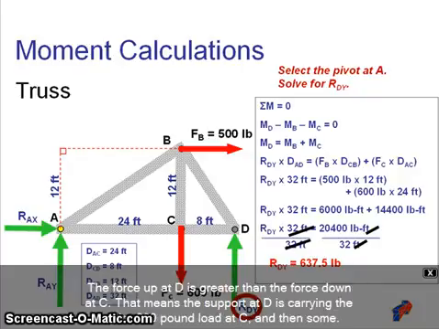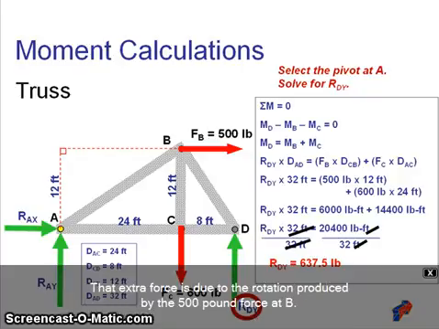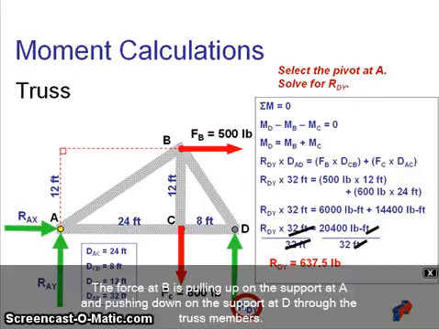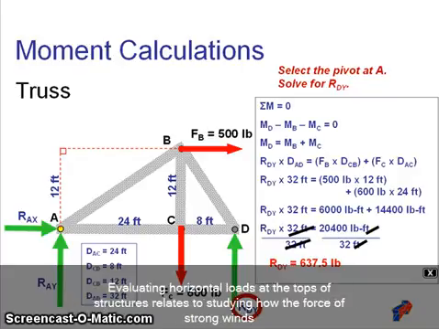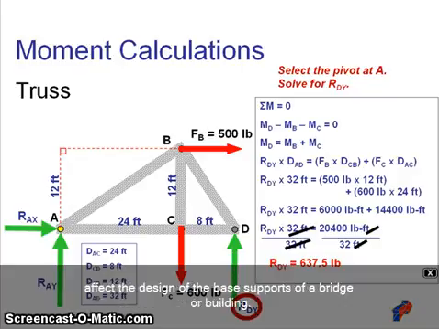Does the answer make sense? The force up at D is greater than the force down at C. That means the support at D is carrying the entire 600-pound load at C and then some. That extra force is due to the rotation produced by the 500-pound force at B. The force at B is pulling up on the support at A and pushing down on the support at D through the truss members. Evaluating horizontal loads at the tops of structures relates to studying how the force of strong winds affect the design of the base supports of a bridge or building.